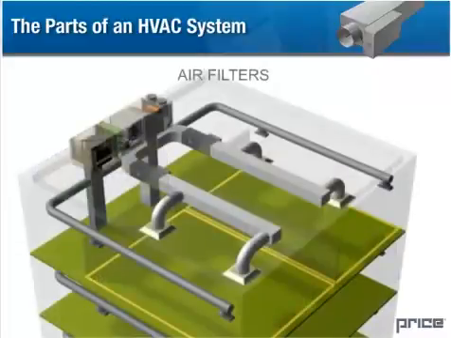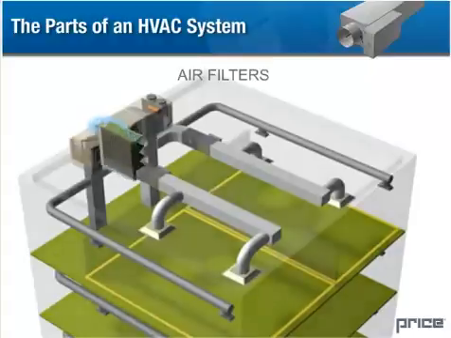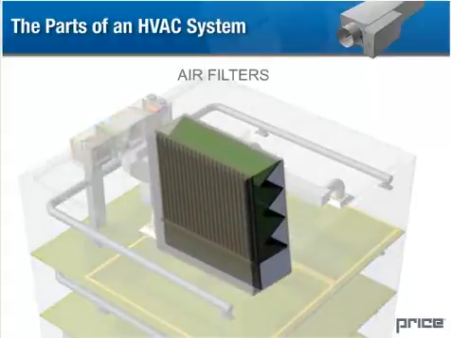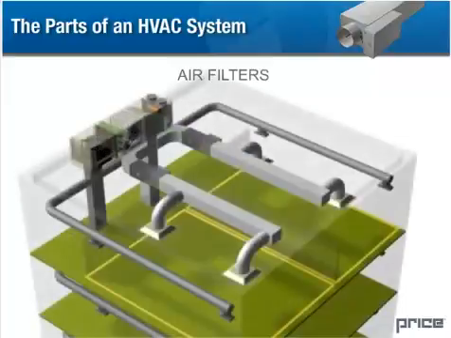Air filters. Depending on the requirements of the occupants and the activities in the building, various grades of air filters are used in the system. General-purpose air filters will be included in the air handler itself, while more sophisticated filters, such as HEPA filters, may be used in the downstream ductwork.